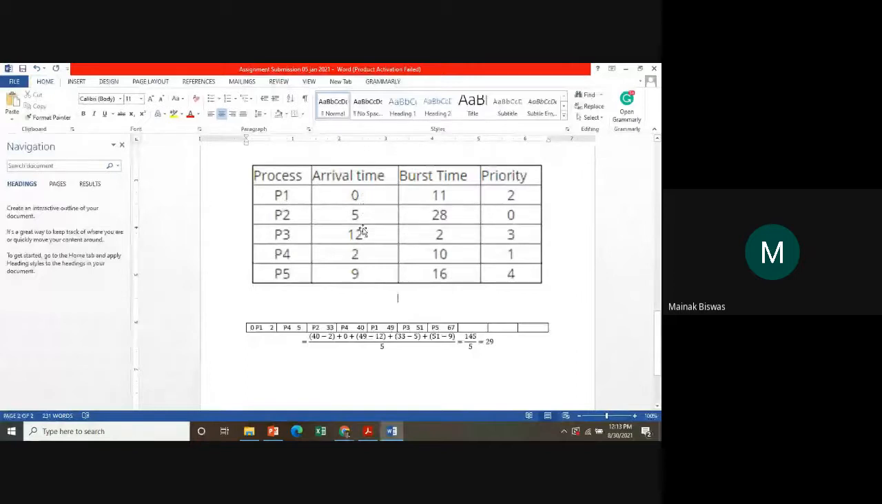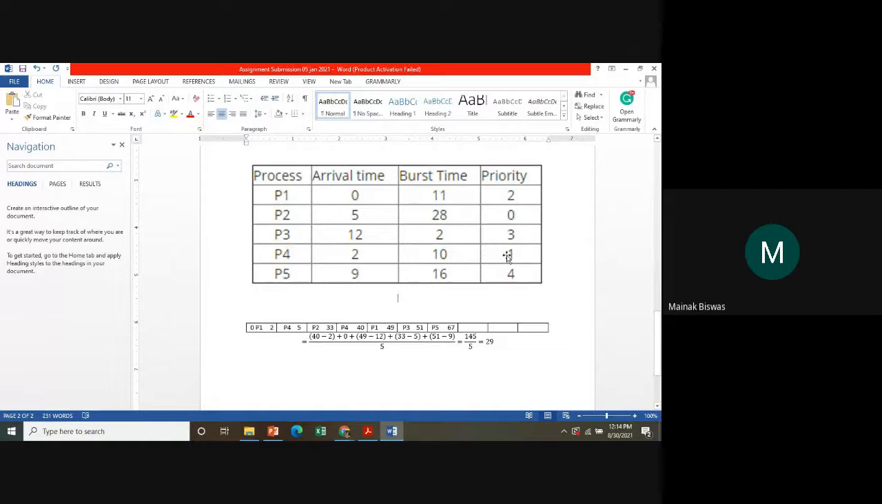Why did it wait for 2 milliseconds? Because after that P4 came and its priority was highest, right? Priority was higher than P1. So P4 preempted P1. So P1 was left aside, right? So how much time left? 9 milliseconds left, right? Now P4 came and it has a burst time of 10 milliseconds, right?